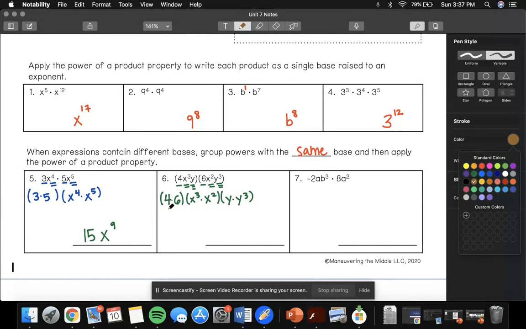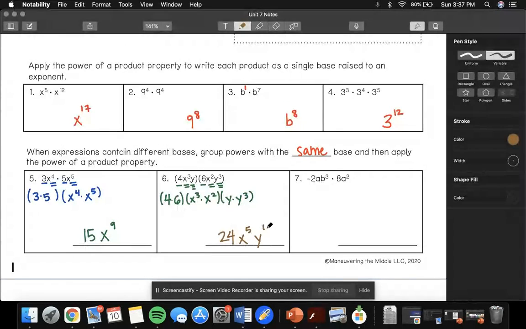Okay, now I'm going to simplify these together. 4 times 6 being 24. X to the 3rd times x to the 2nd would be a total of 5 x's being multiplied together, so x to the 5th. Then we have y times y to the 3rd, so 1 and 3 make 4. So this could be simplified as 24 x to the 5th, y to the 4th. All right, for this last one, I'm going to have you guys try it, and then you'll check with me when you're done.